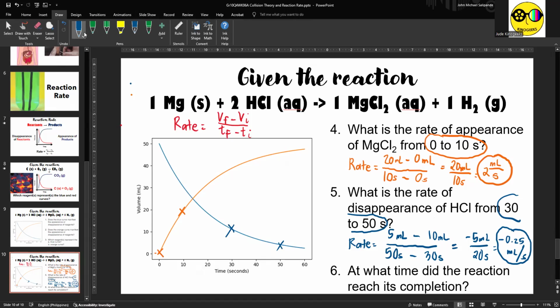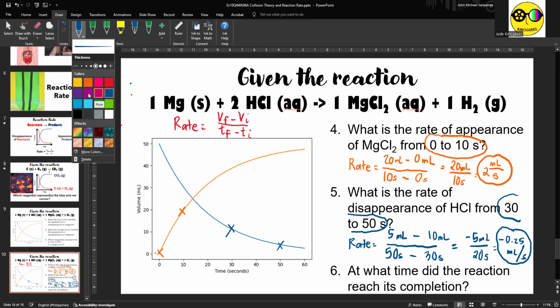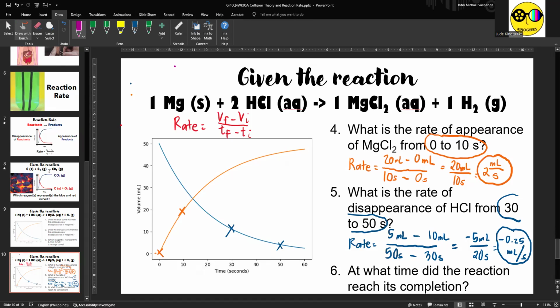Okay. Next is number 6. At what time did the reaction reach its completion? Okay, so this is something that we don't have to solve anymore, no, because it doesn't pertain to rate. But what you can see is, if we extend both curves to the right, we know that at some point, they will reach, what do you call this?